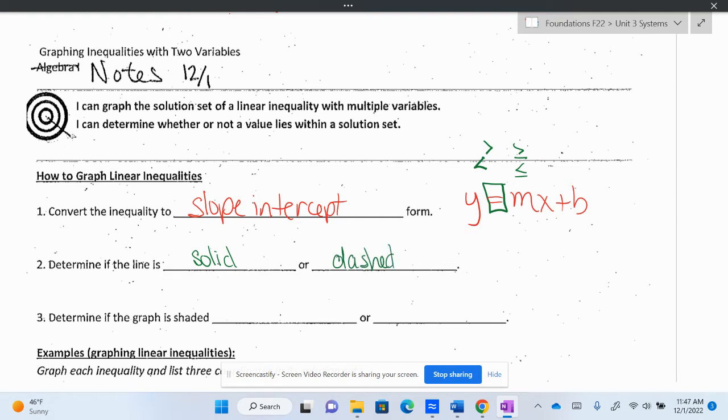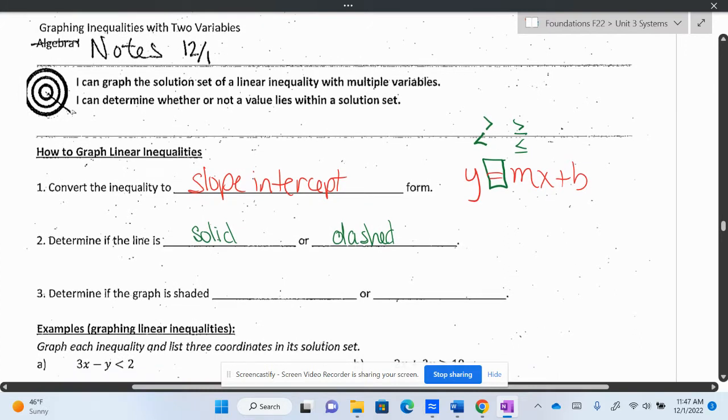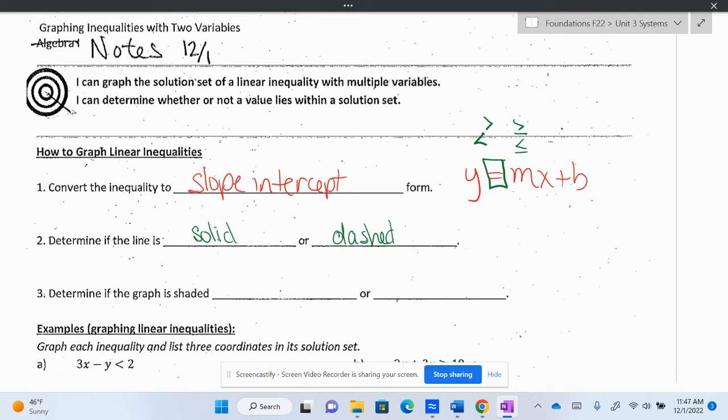So let's talk about what makes the line solid. It is equal to, so it has the greater than or equal to sign or the less than or equal to sign. That's what a solid line is. If it's dashed, that means it's just going to be the greater than symbol or the less than symbol. And here's how I think about that. The reason I'm dashing the line is because the numbers that lie on the line aren't included. That's why it's not equal to.